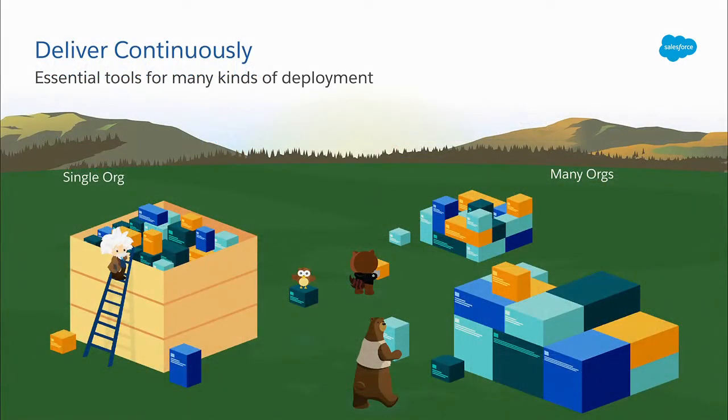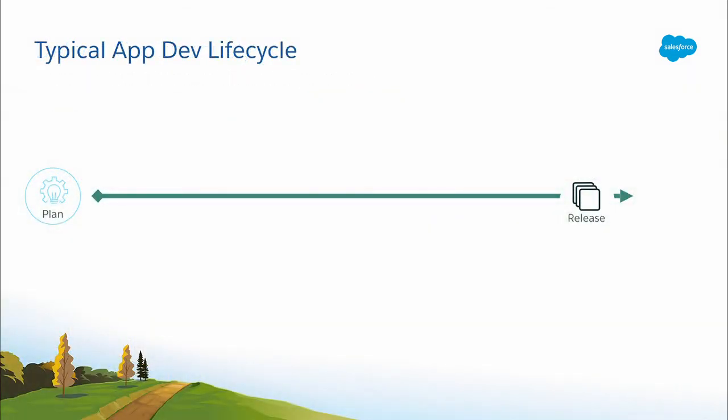So all of this is a big promise, but we're talking here today about ways that you can deliver continuously, no matter what your deployment looks like, whether you're trying to get stuff into a single org or you're dealing with many orgs. We want to have tooling that supports all of those things. And so this is where we might be at today, or where those of you may be familiar with: we have a great idea and we want to get it into production at some point, right?